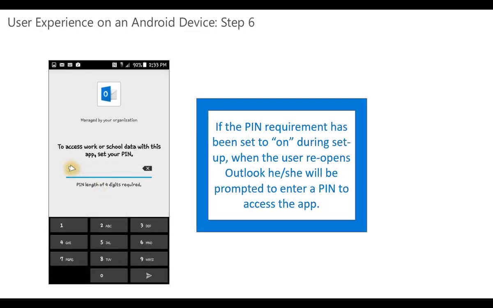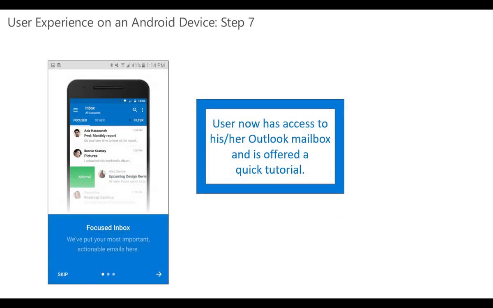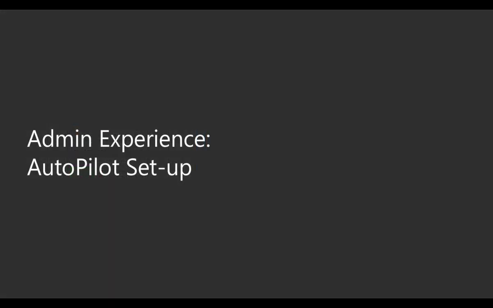If you have the PIN option set for your applications, the user will need to put in a PIN and then reopen Outlook so that they can get access. Once they've gone through that, they'll then be able to access their mailbox and go through a quick tutorial.